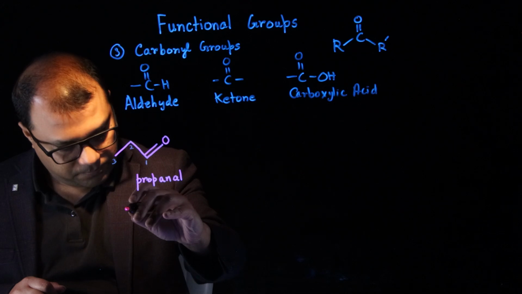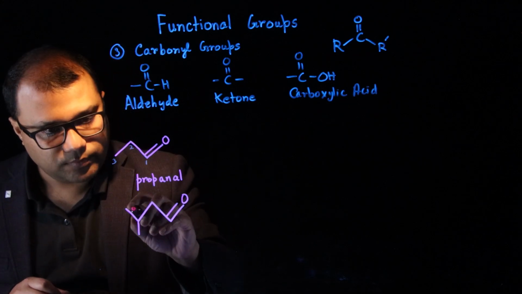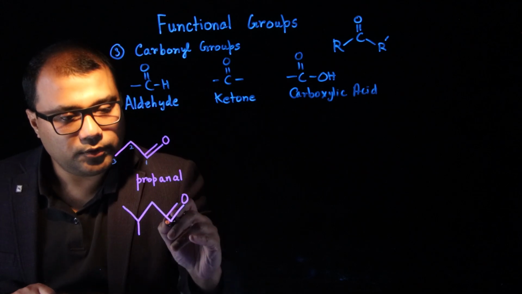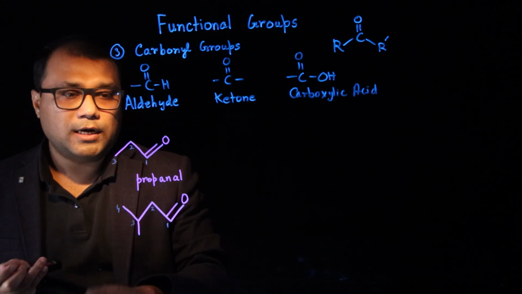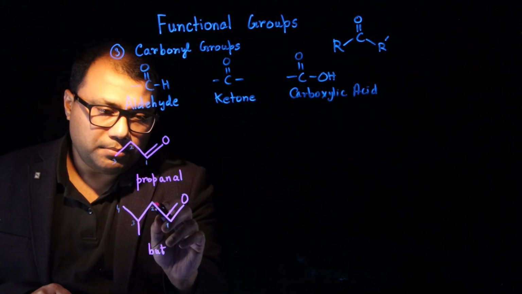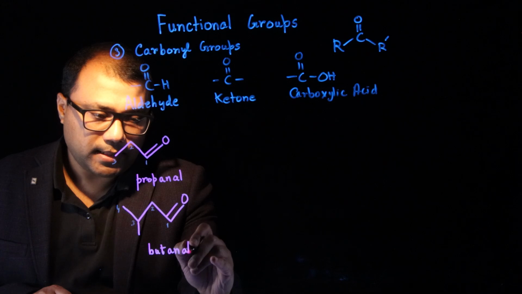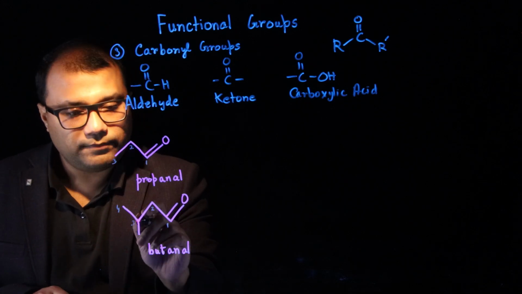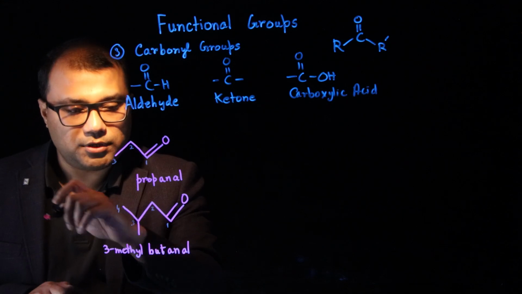Now, next example. Let's number this first. So the carbon of the aldehyde group always gets the number 1, 2, 3, 4. So there are 4 carbons in the chain, so the name must be but. Okay, now there are no double bonds here, so it is butane. We don't write the E, we replace it with al. And this is number 1, so we don't need to specify 1-al. But then we also have a methyl group at 3. So this would be 3-methylbutanal.